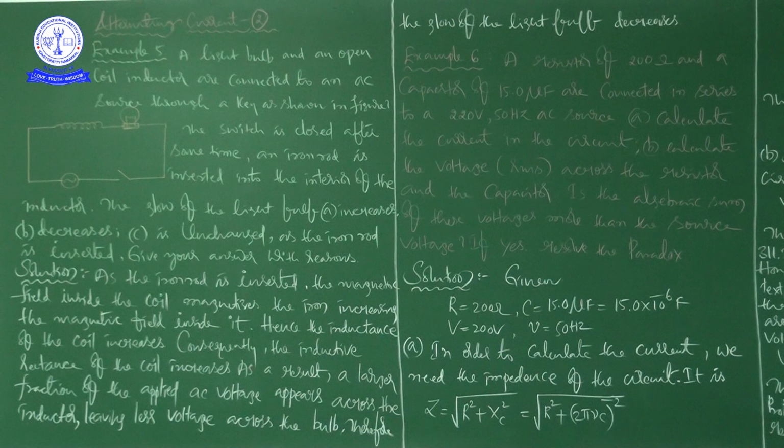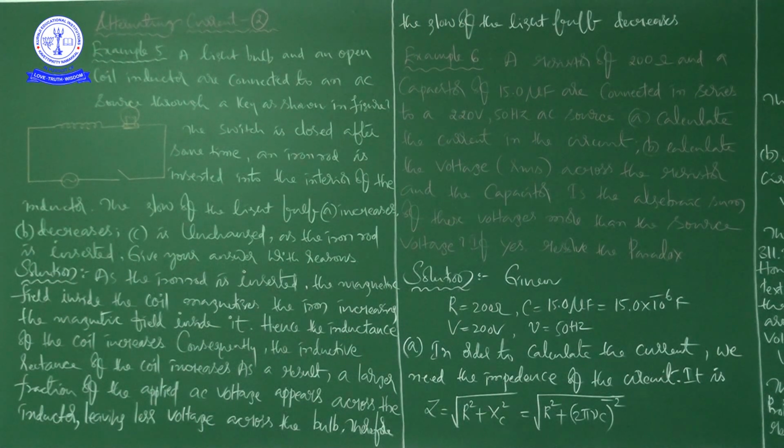So this is example 5. In example 5, what he is saying is, a light bulb and an open coil inductor are connected to an AC source through a key as shown in the figure. Right. The switch is closed after some time. An iron rod is inserted into the interior of the inductor.